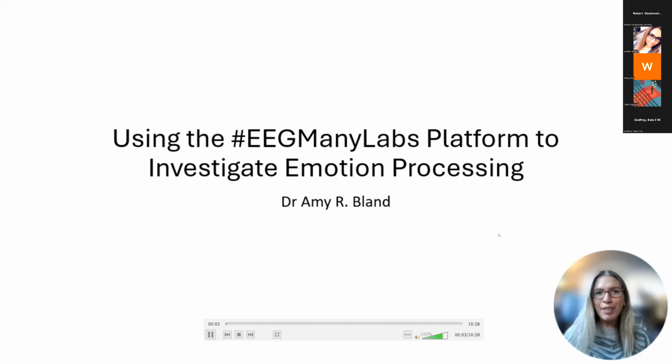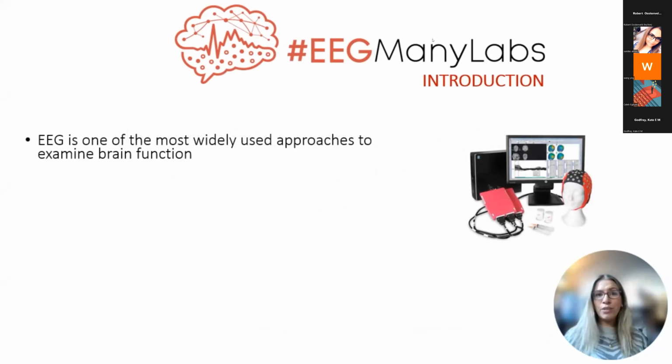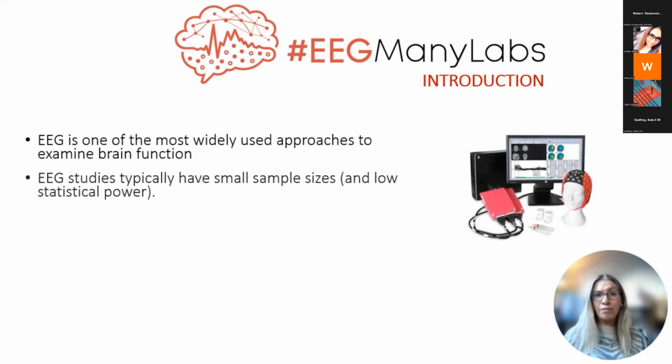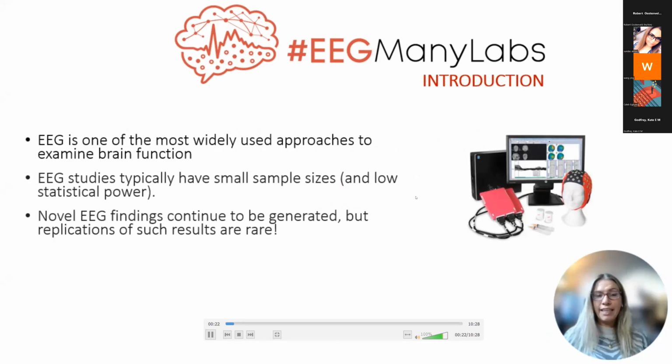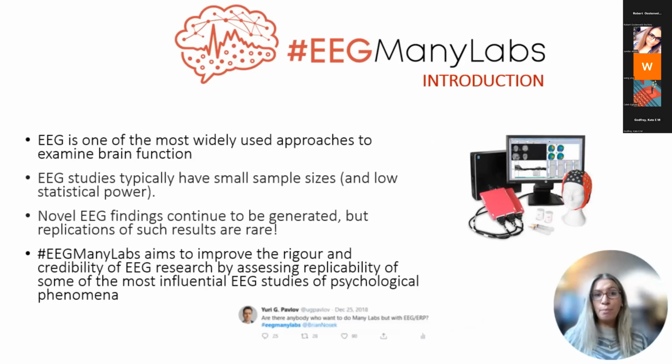Hi, thank you for inviting me to speak to you today about the EEG Many Labs project and how we're using the platform to investigate emotion processing. EEG is one of the most widely used approaches to examine brain function. However, EEG studies typically have small sample sizes and consequently have low statistical power. Nevertheless, novel EEG findings continue to be generated, but replications of such studies are rare. Replication is essential for ensuring that the EEG findings are robust and credible. Therefore, EEG Many Labs aims to improve the rigour and credibility of EEG research by assessing replicability of some of the most influential EEG studies of psychological phenomena.